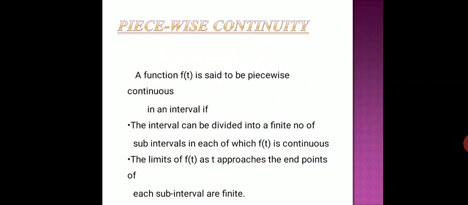Values between 1 and 10 are included, and the subintervals are 1 to 2, 2 to 3, 3 to 4, 4 to 5, 5 to 6, 6 to 7, 7 to 8, etc., up to 9 to 10. In each subinterval it is continuous. f of t should be continuous on that interval. It is piecewise continuous. This is piecewise continuity.